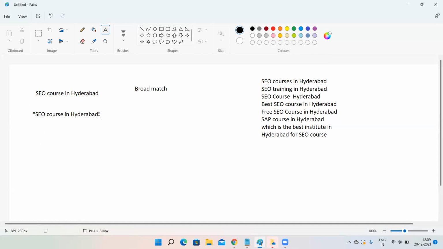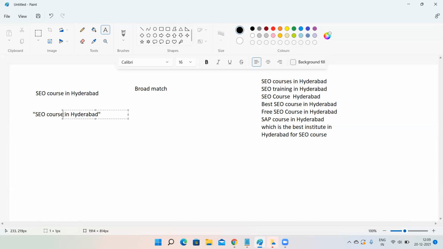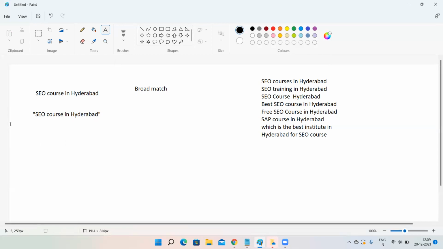What is a phrase match? Phrase match is nothing but do not disturb its pattern. Assume that this is "SEO courses in Hyderabad". Do not disturb your pattern. If somebody has searched for a keyword without disturbing your keyword pattern, then only your ad will appear. Now, this is my targeted keyword, SEO courses in Hyderabad, and somebody has searched SEO courses in Hyderabad. Obviously, my ad will appear because they have not disturbed my pattern. Everything is same.